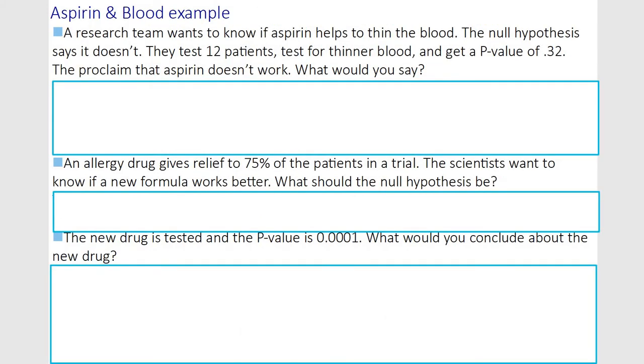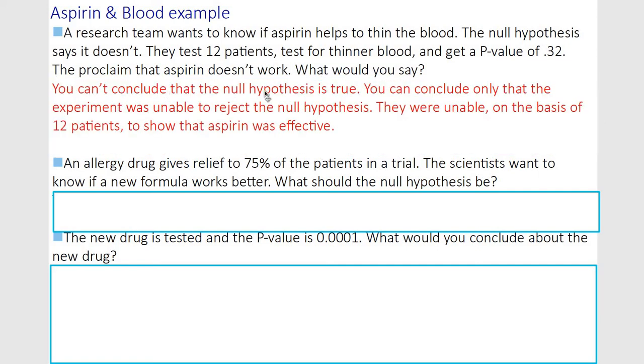All right, so let's do an example. A research team wants to know if aspirin helps to thin the blood. The null hypothesis says it doesn't. They test 12 patients for thinner blood and get a p-value of 0.32. They proclaim that aspirin doesn't work. What would you say?